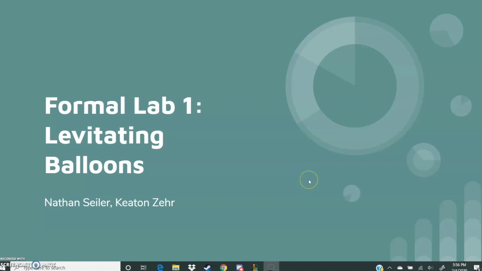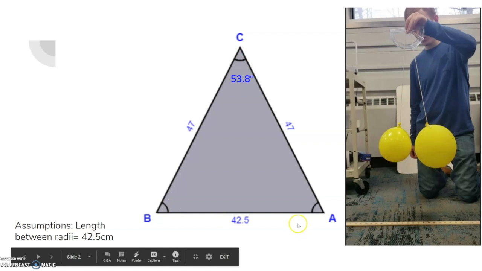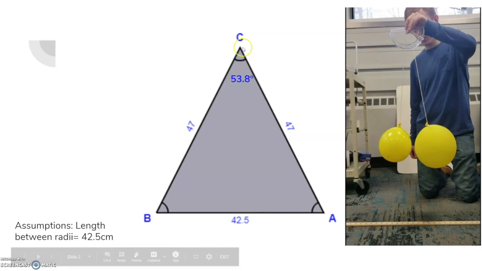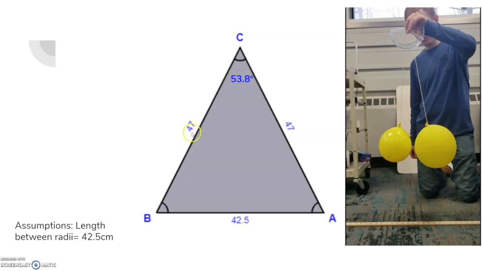So this is the formal Lab 1 balloon lab for group 6B. So this first slide has this triangle which we use to represent our model. So the top point C is the middle of the string where the balloons are hanging from. And then A and B are the balloons, and then the 42.5 at the bottom is the distance between the balloons, and 47 centimeters is the distance of the string.